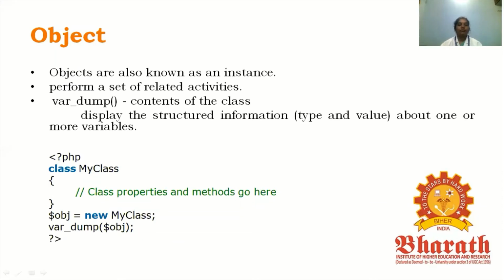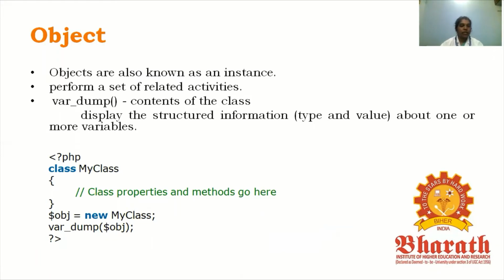Next, what do you mean by object? An object is an instance of a class. It performs a set of related activities. To see the content of the class or the structured information, use the var_dump function, which displays the structured information about one or more variables.